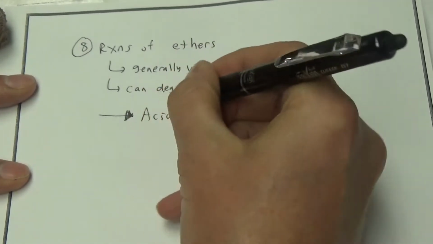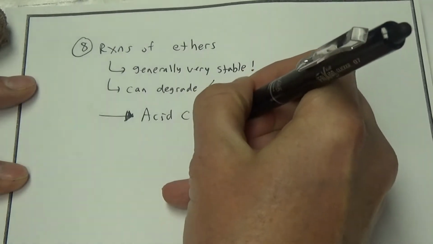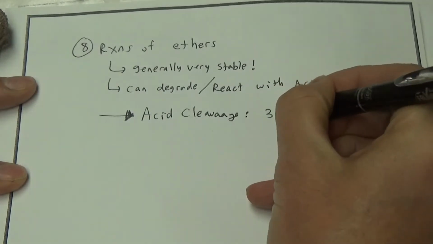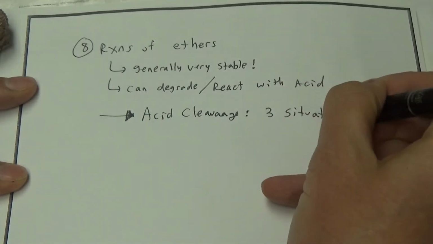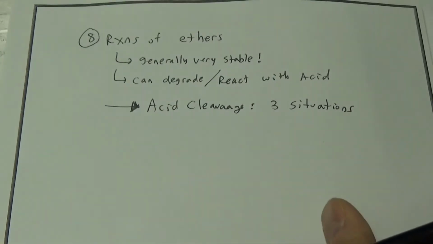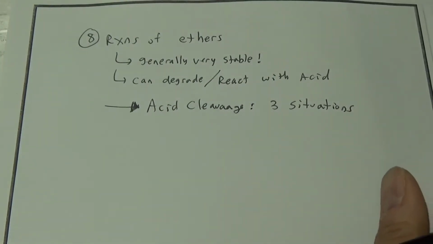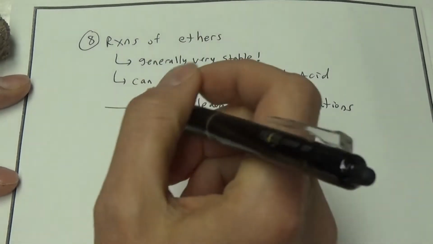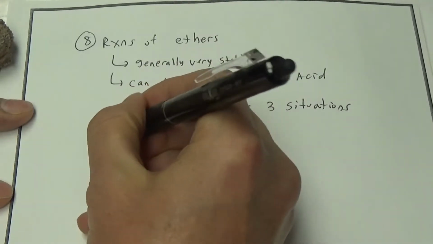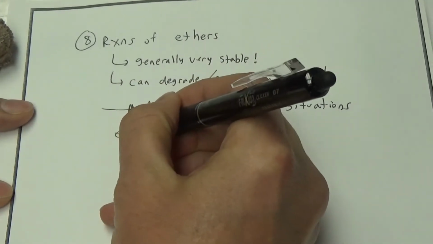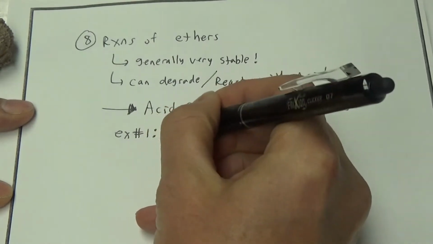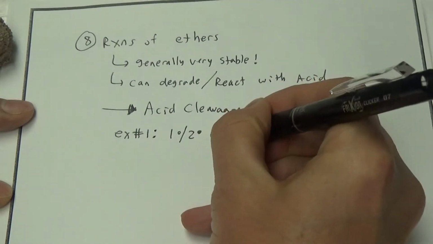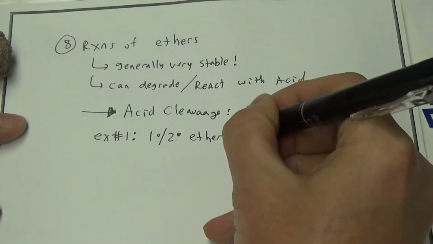Acid cleavage of ethers. Three situations or examples. On the exam and quizzes, I'm never going to extend out of these three different situations. Alright? Okay, so our first situation or example is going to be if you have a primary or a secondary, a primary/secondary ether, reacting with a nucleophilic acid.